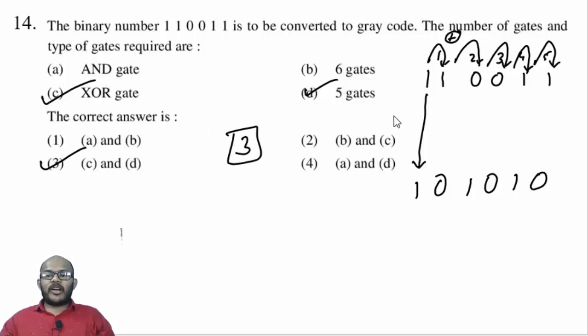In the case of gray to binary, what you are going to do is, from output to input you are going to make use of an XOR operation. So the standard procedure of finding binary to gray code and gray code to binary code you should know.